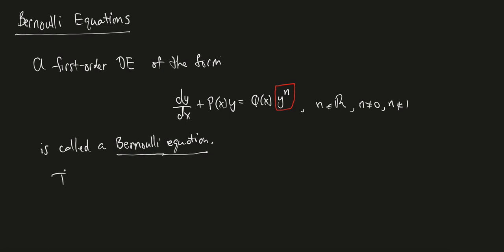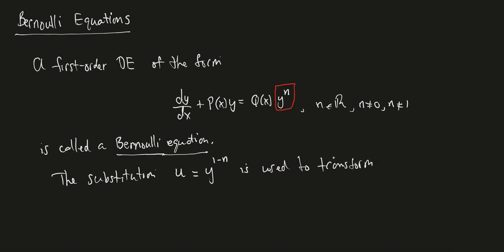The substitution, and I'll go ahead and use u like we've used u in all of our other substitutions: u equals y to the 1 minus n is used to transform, convert, or change a Bernoulli equation into a linear equation. And then after that, we know how to solve.